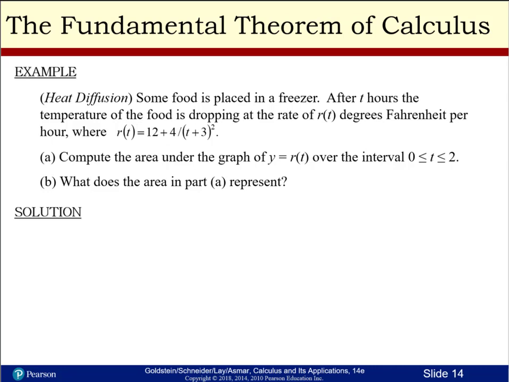So let's do an example with heat diffusion. We have some food, and it's placed in the freezer. After T hours, the temperature of the food is dropping at a rate of R of T degrees Fahrenheit per hour, where R of T equals 12 plus 4 all over T plus 3 quantity squared. Let's compute the area under the graph of y equals R of T over the interval from 0 to 2.